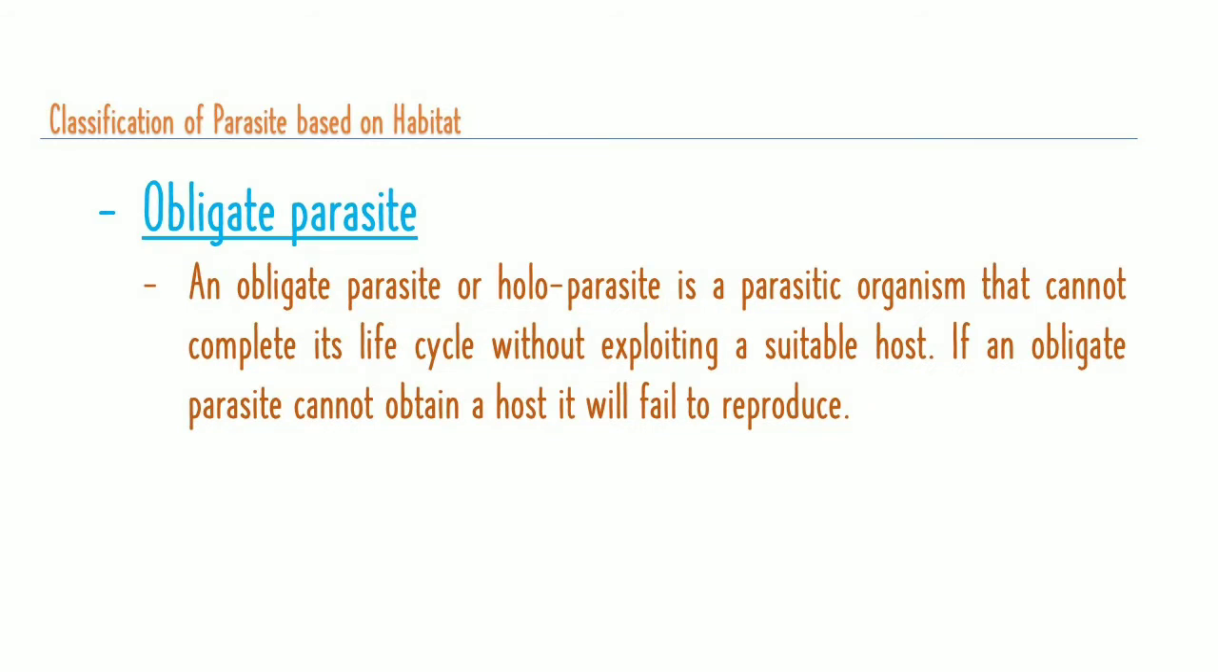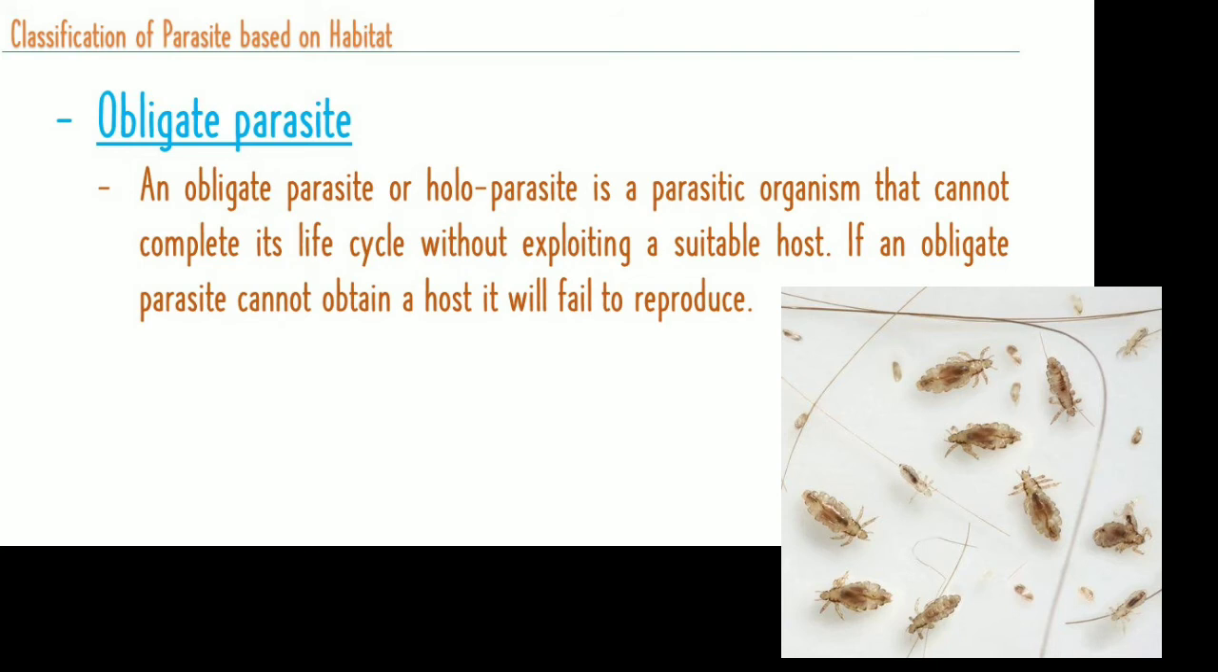Obligate parasites. An obligate parasite or holoparasite is a parasitic organism that cannot complete its life cycle without exploiting a suitable host. If an obligate parasite cannot obtain a host, it will fail to reproduce. Examples of it are some insects like head lice. Head lice are considered obligate parasites because they die if they are removed from the human scalp.